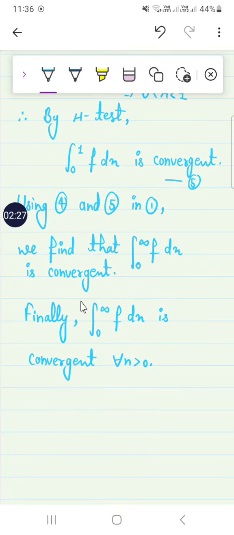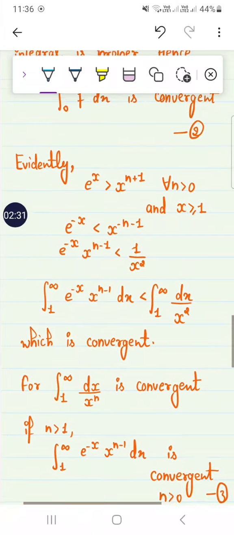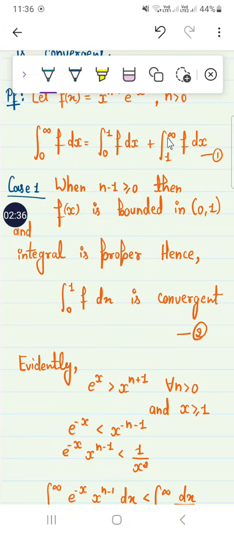This implies that the integral from 0 to 1 is finite and the integral from 1 to infinity is convergent, so this implies the integral from 0 to infinity of f dx is convergent.